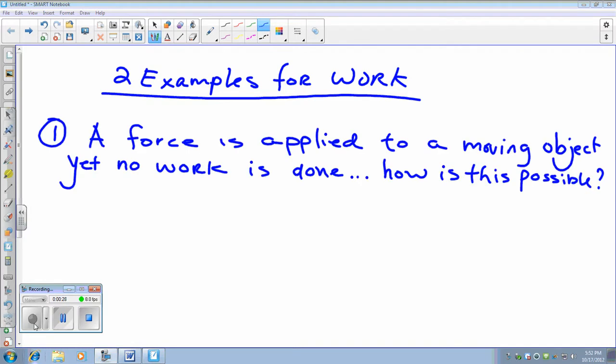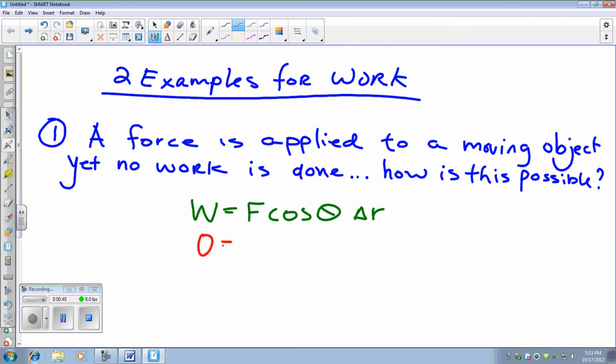So now we're thinking about a situation in which the work is equal to the force multiplied by the cosine theta and then the change in our distance value. And what we're saying is that yes, a force is applied. So we have a work of 0 and we have a force applied. Let's say it's just for fun 5 newtons. And we have cosine theta, and it says that the object is moving, so we know that we have a value in there for our distance value. So how is it possible that no work is being done?